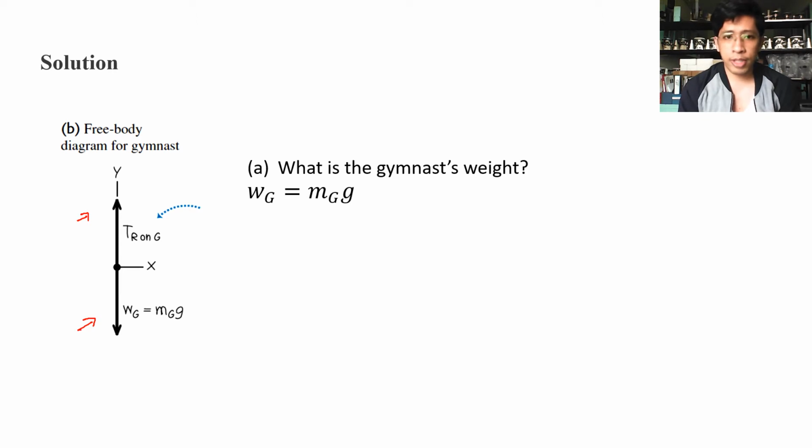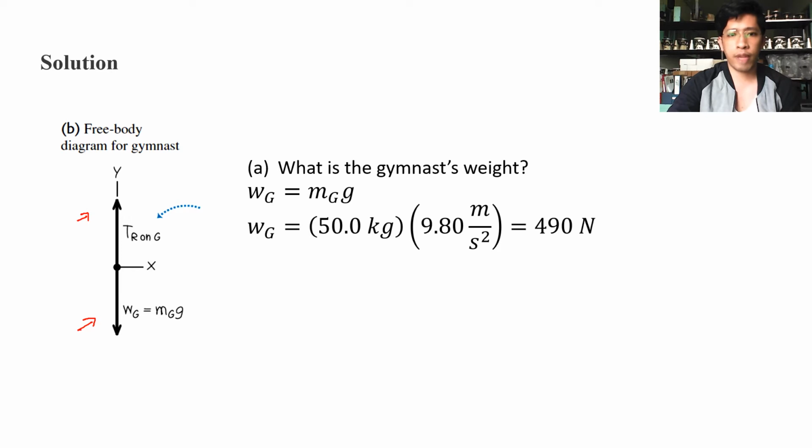But we know that your weight is just equal to your mass times your acceleration due to gravity. So your weight is equal to 50 kilograms times 9.80 meters per second squared, and that is equal to 490 newtons. So the weight of the gymnast is equal to 490 newtons.